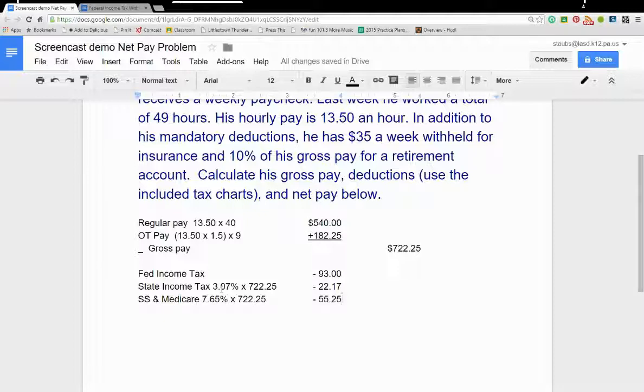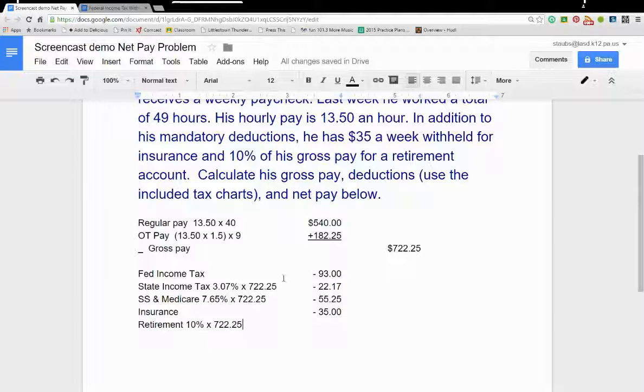However, he's elected to take 2 more deductions. These are called voluntary deductions. He doesn't have to take them, but he decides to have some health care insurance, I would suppose, which is good. He has $35 coming out for that. And he has a nice retirement plan where he's trying to save 10% of his gross pay. Again, that's $722.25.